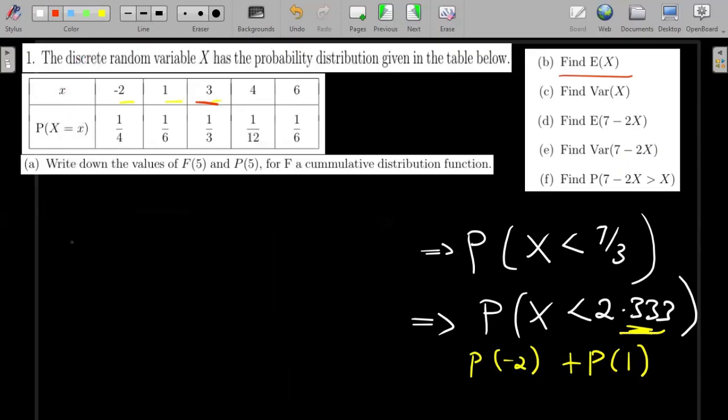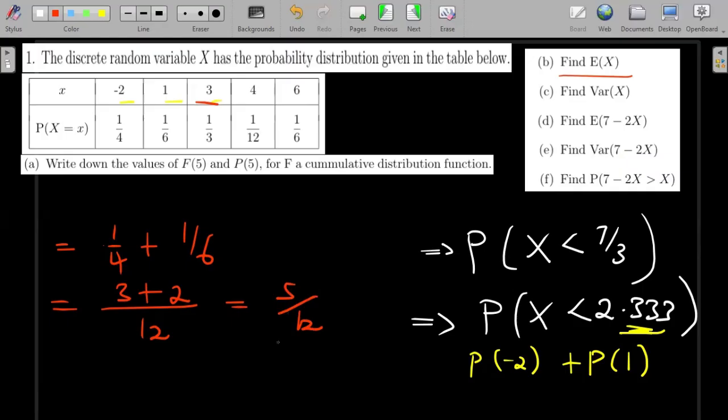So this is equal to the probability of minus 2, which is 1 over 4, plus the probability of 1, which is 1 over 6. We can add this, and the common denominator there will be 12. So 4 into 12 is 3, so I have 3 plus, then they have 2. So this one will be 5 over 12. You can punch this into your calculator and you're going to get approximately 0.41667.